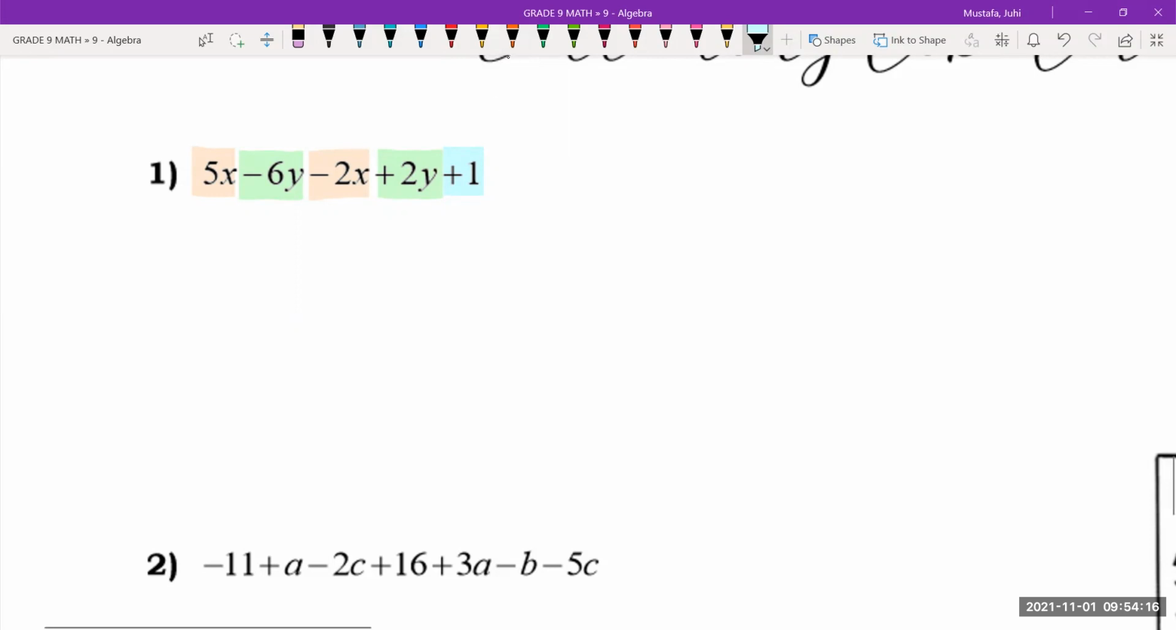Okay, now we're going to start collecting like terms. So I am going to rewrite this. So all of my x's are written together, all of my y's are written together, and all my constants are written together. If I want to put my x's together, what 2 numbers am I going to start with? You can just say them out loud.